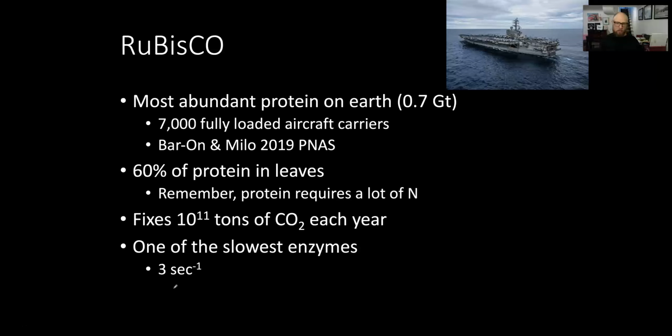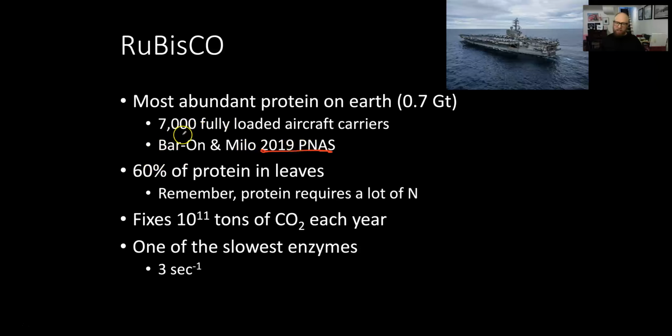Rubisco is the most abundant protein on Earth. There's approximately 0.7 gigatons, you can see there in the parentheses, of Rubisco on Earth. There was a paper fairly recently, in 2019, that quantified how much Rubisco was actually on Earth. I can imagine this was like a lab activity, right? They started talking about it in a lab meeting and they're like, I wonder how much Rubisco is actually on Earth. And so they actually did the calculation and got it into a really high impact journal, which is kind of cool.